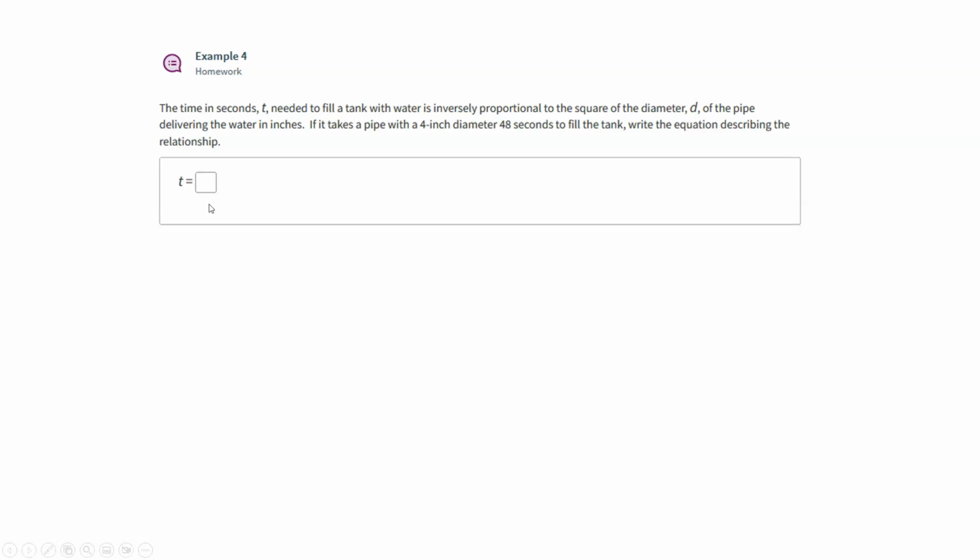This just wants you to get the formula for it. But I'm still going to start it off the very same way. It says here that t is inversely proportional to the square of the diameter d. So the time t being inversely proportional to the square of the diameter d is the same thing as saying t is going to equal some constant k divided by the square of the diameter. So that's the general formula.